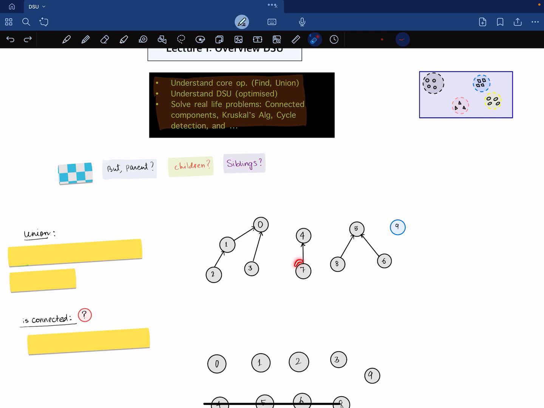For example, are 7 and 8 siblings? No, they are not. Why? Because the parent of 7 is 4, the parent of 8 is 5. So their parents are different, so they are not siblings. For siblings, their parent must be the same. All right.